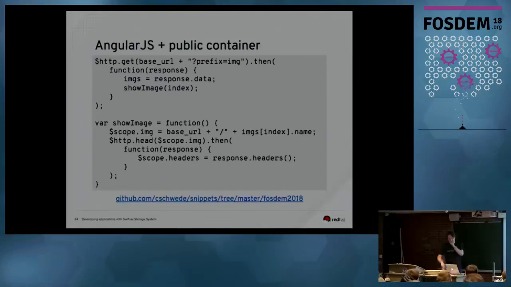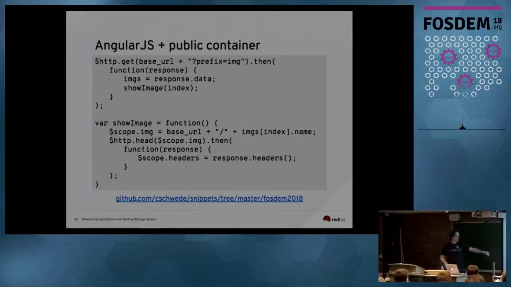I mentioned Angular early on. What we're having here is a base URL, which in this case is a public readable container. And I use, in this case, a prefix called image, and doing an HTTP request, which actually retrieves a list of objects in that container. And once this request has been done, I store the list of images somewhere in my application and call a function called showImage. And this showImage function actually does an additional head request because I want to retrieve some metadata for this image in this case.